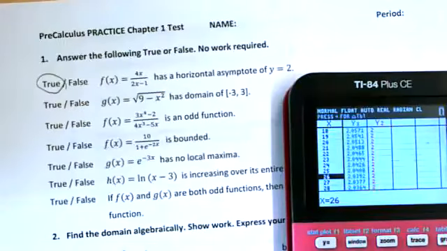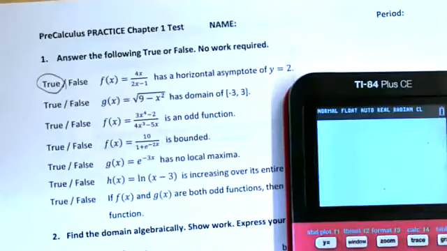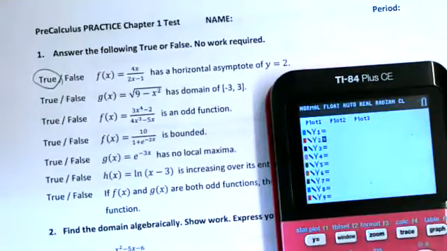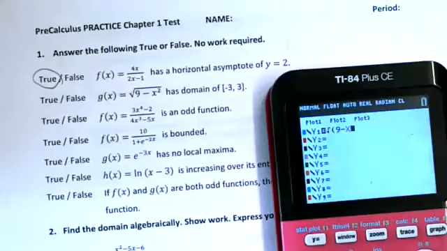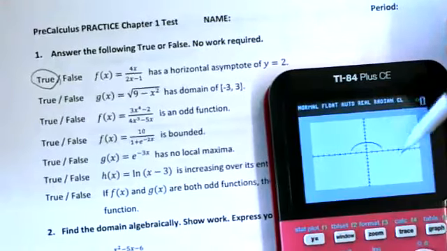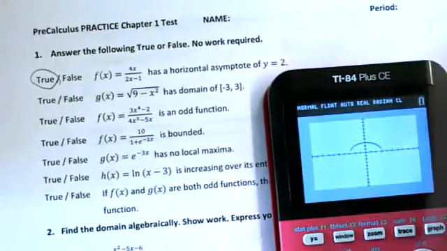Second one: this function has a domain from -3 to 3. I could try graphing this really quickly. That's probably the quickest way to go about it, and see if my graph is showing -3 to 3. The function is the square root of 9 minus x squared. Okay, I am seeing from -3 to 3, so I'm thinking it's definitely from -3 to 3.